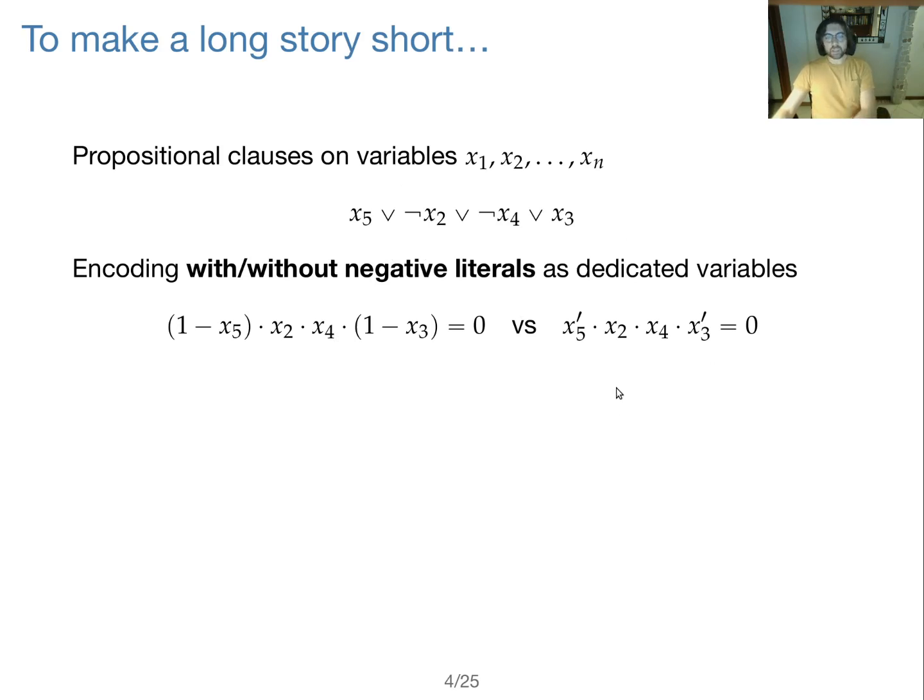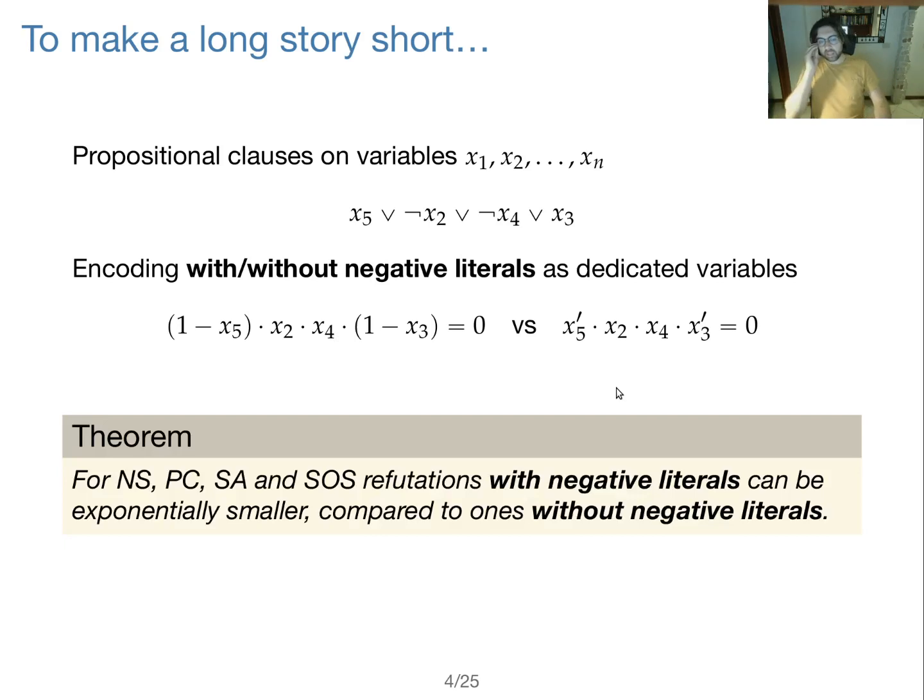And it turns out that for all those 4 algebraic proof systems, this idea of using dedicated variables for negative literals is very convenient. Indeed, there is an exponential separation between the same proof systems with and without the variables for negative literals. So there is an exponential advantage of using these additional variables.